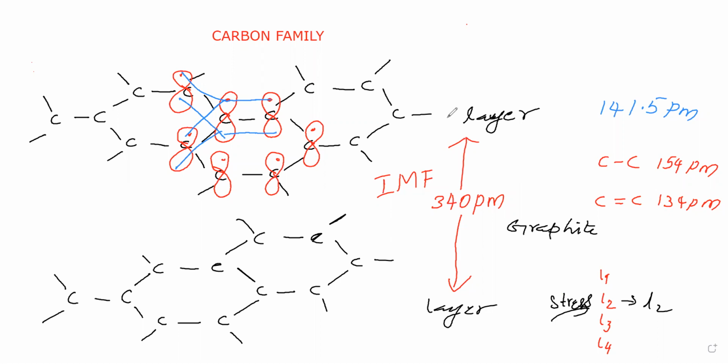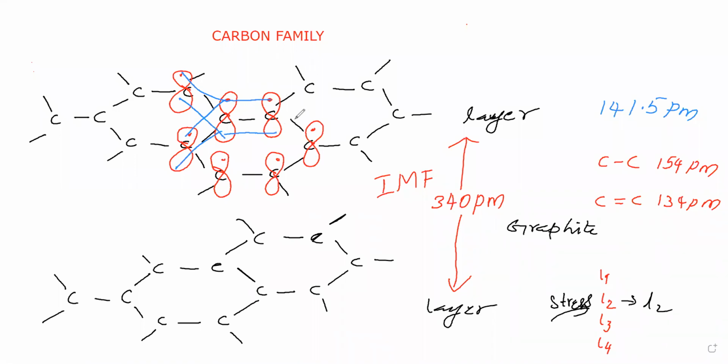Okay. Next, graphite is a good conductor of electricity. How? Because this pi electron cloud is a delocalized pi electron cloud, present above the layer and below the layer. This delocalized electron cloud is not present at one place. This delocalized pi electron cloud carries current from one place to another. Therefore, graphite is a good conductor of electricity.